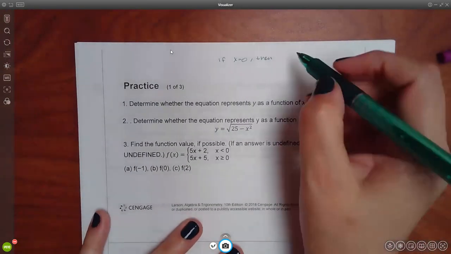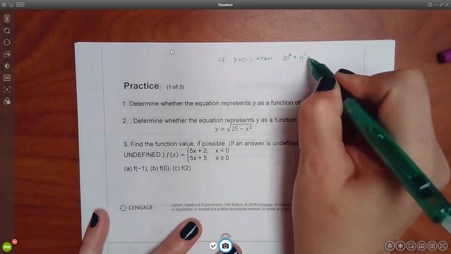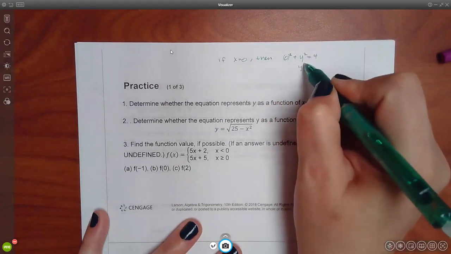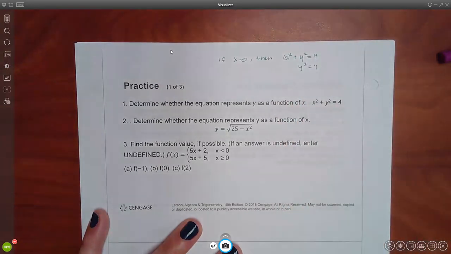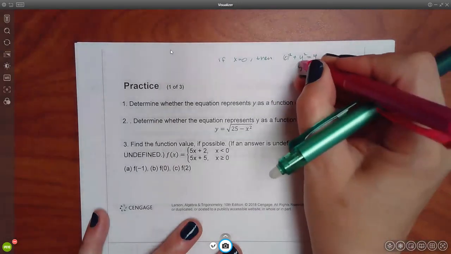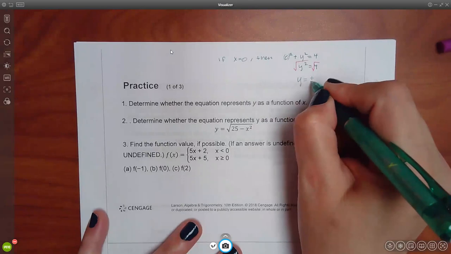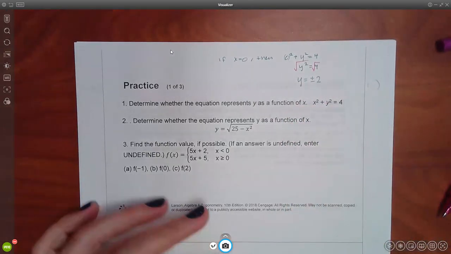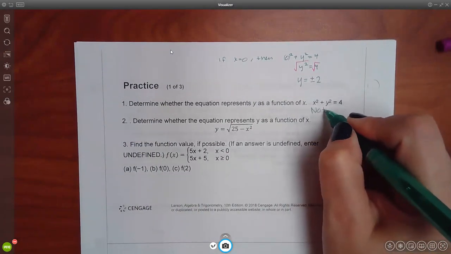Then we have this, right? We have 0 squared plus y squared equal to 4, which just means y squared equals 4. How do I solve that? Square root it. But if I square root it, what happens? So I plugged in one x value, and then how many y values did I get? 2. That's bad, right? You can't have that happen. So this one is not a function.